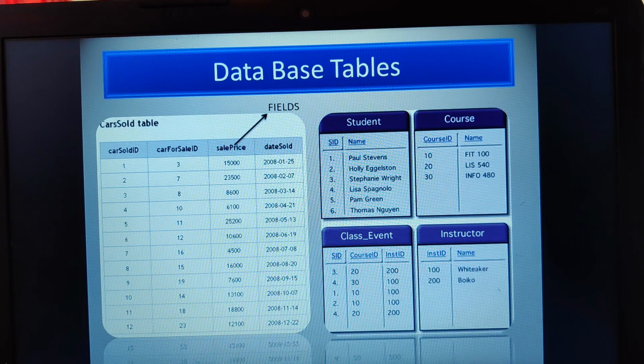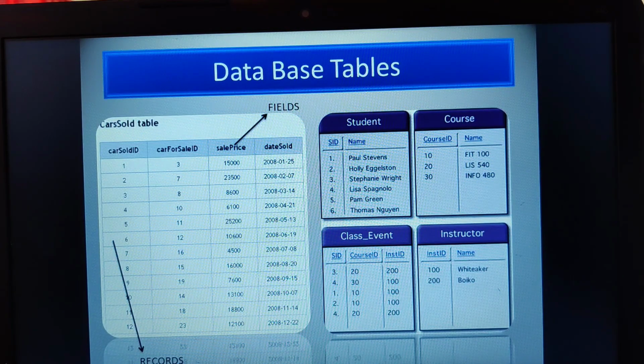I can show you one of the examples here. So these are the fields. The column names are said to be the fields. And what are the records? Each entry in the table. Now, car sold ID is 6 here, cars for sale ID is 12, sales price is 10,600 and the date sold was 2008-06-19. Now this is one of the records, which is also called as the row. I hope you are able to understand.